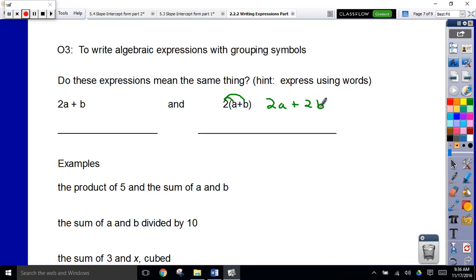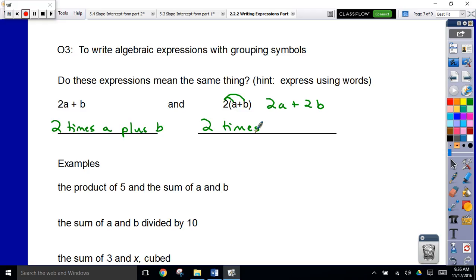The first one we would write as 2 times a plus b, or the sum of the product of 2 and a and b. This one we would write very differently. We would say 2 times what's inside of the parentheses. And what's inside of the parentheses? How could we say this? Sammy? 2 times parentheses a and b.